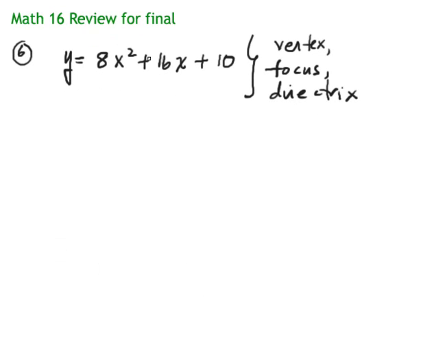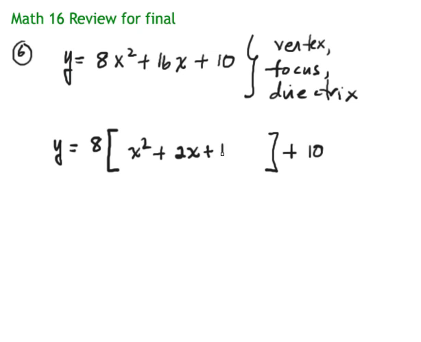Here we have a parabola, and we want to find the vertex, focus, and directrix. So we'll put this in a standard form by completing the square. All right, so we write on the right-hand side, factor out the 8, just from the first two terms. We'll leave the plus 10 on the outside. And we're ready to complete the square here. Let's take half the middle term, which is 1, square it, so that's plus 1, and then we have to subtract 1 as well. There's our perfect square.